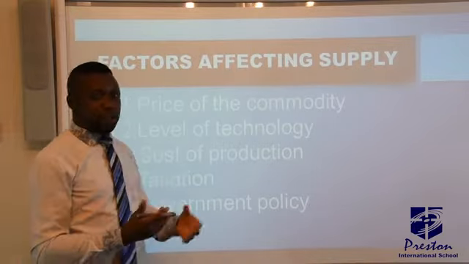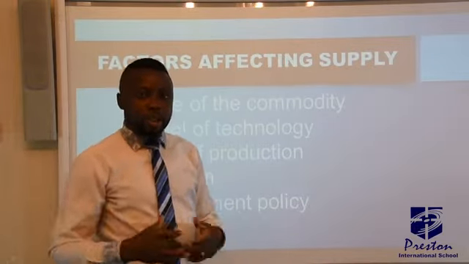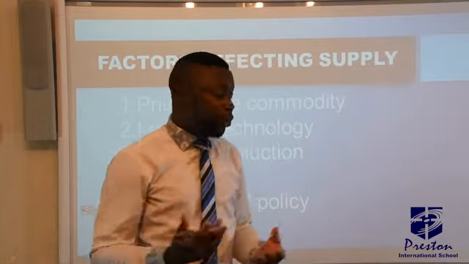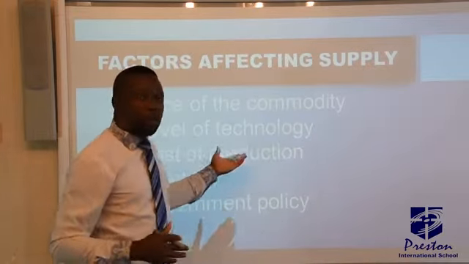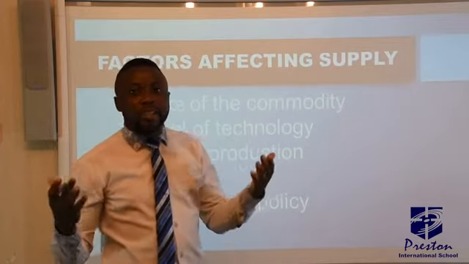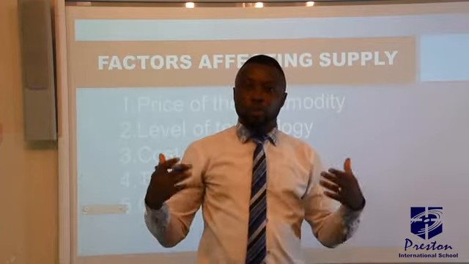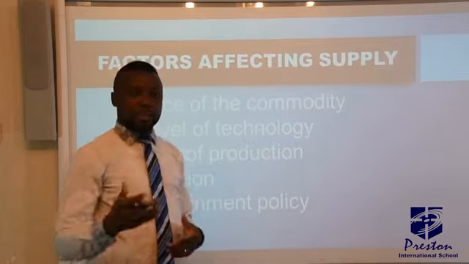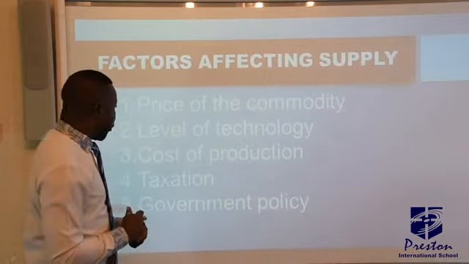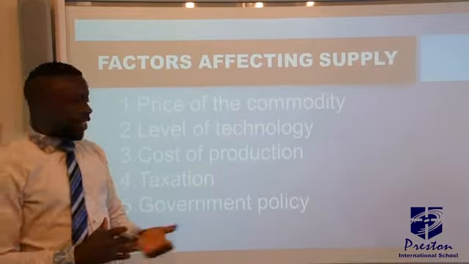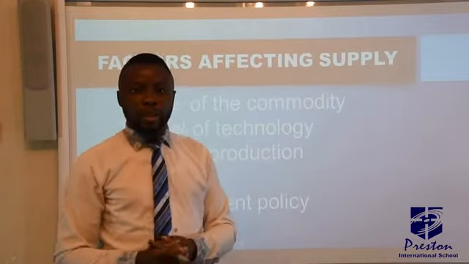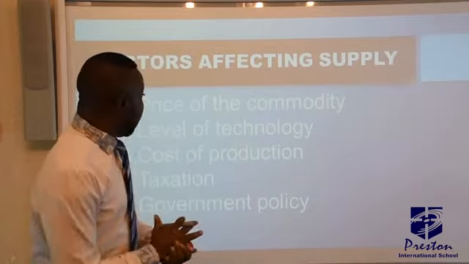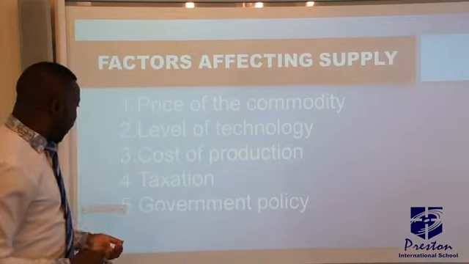Number two, level of technology. With high technology, producer is willing to supply more. With low technology, the producer will be able to supply less. For example, producers using labor-intensive technologies will not be able to meet up with market demand, while producers that are using capital-intensive will be able to supply more of their product. Then the cost of production. The higher the cost, the lower the quantity supplied, and the lower the cost, the higher the quantity supplied.